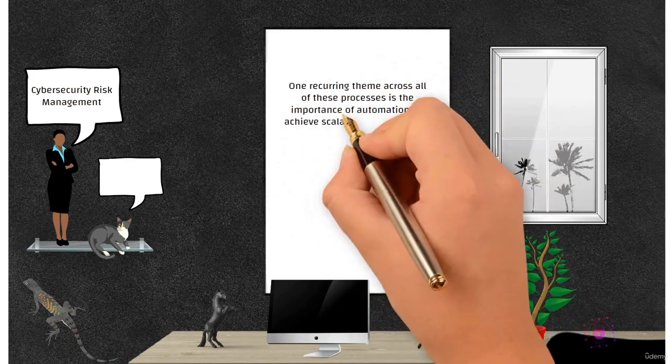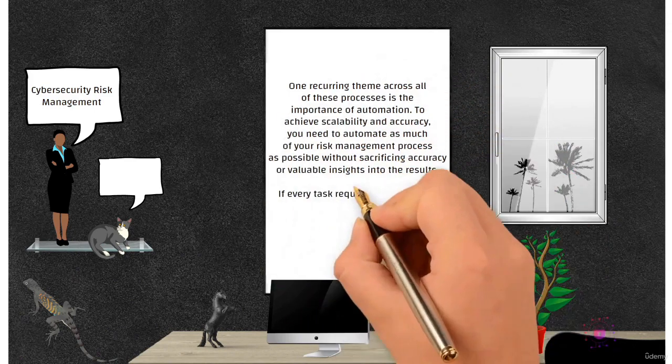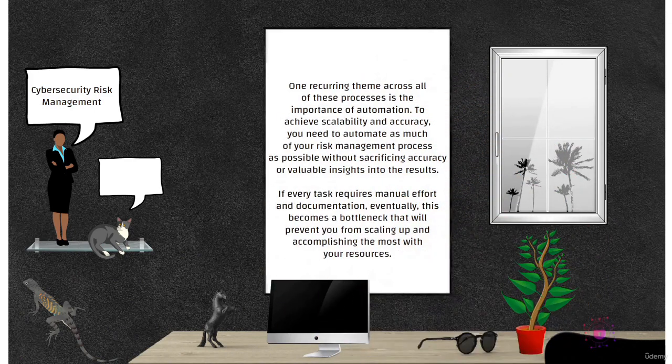One recurring theme across all of these processes is the importance of automation. To achieve scalability and accuracy, you need to automate as much of your risk management process as possible without sacrificing accuracy or valuable insights into the results. If every task requires manual effort and documentation, eventually, this becomes a bottleneck that will prevent you from scaling up and accomplishing the most with your resources.